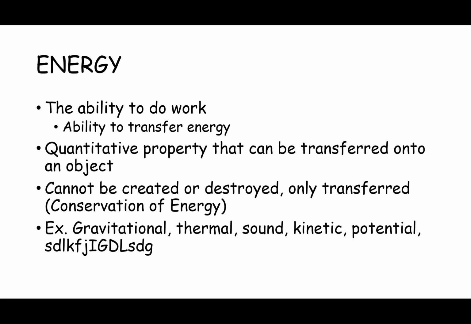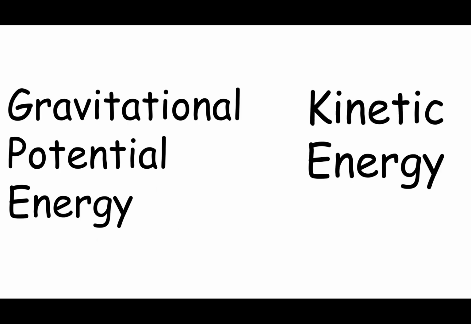It is a quantitative property that must be transferred onto an object in order to have work done. There are many types of energies. There is potential energy, kinetic energy, solar energy, thermal energy, gravitational energy, energy where you lose your sanity. Energy is something that can only be transferred. It cannot be created nor destroyed. Because of this, we have something called the law of conservation of energy. The two types of energy that we'll be covering in this video are gravitational potential energy and kinetic energy.